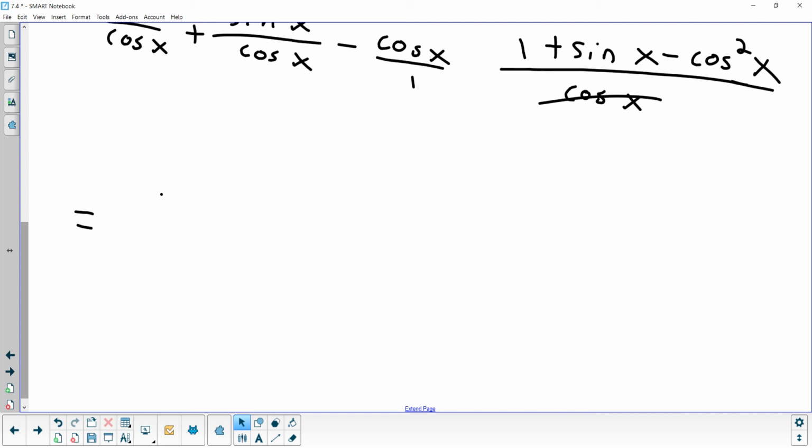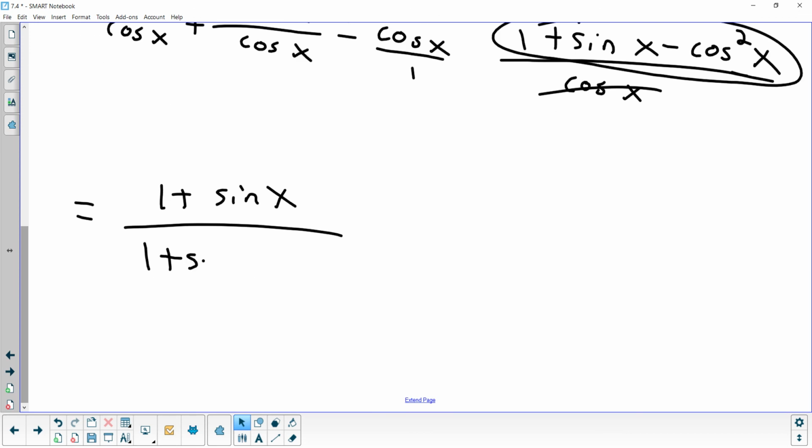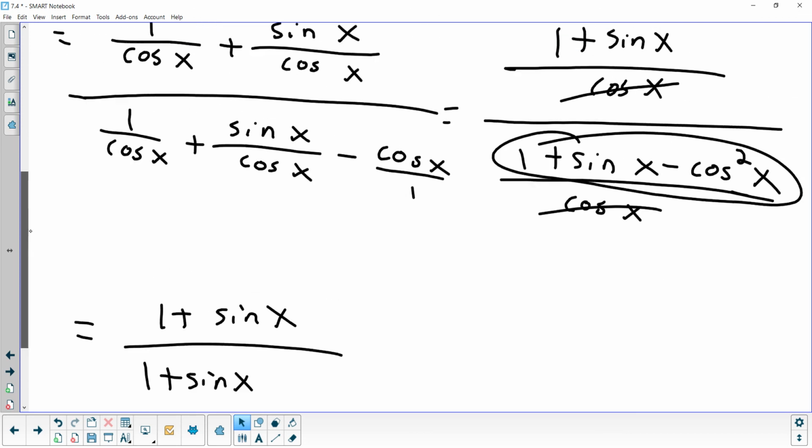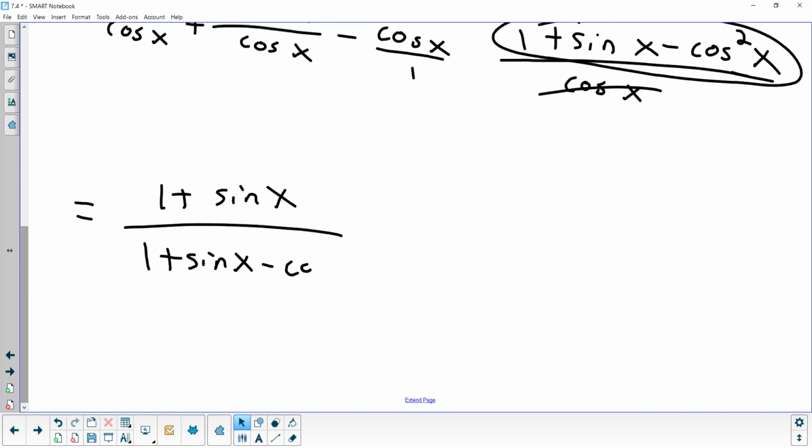1 plus sine over, and remember this bottom one would be getting flipped and then multiplied. So this would end up in the bottom when you flip it and multiply. 1 plus sine x minus cosine squared.